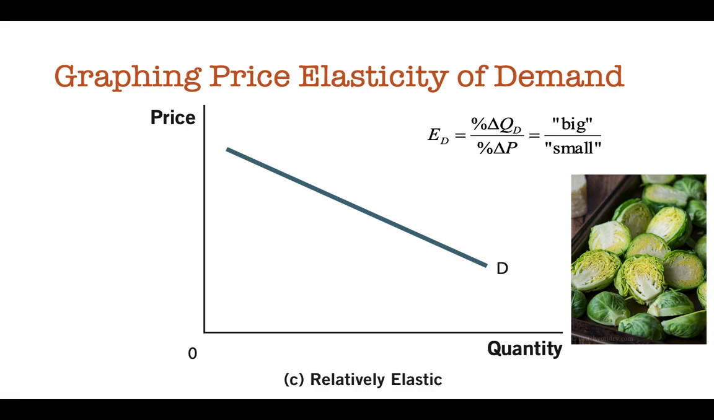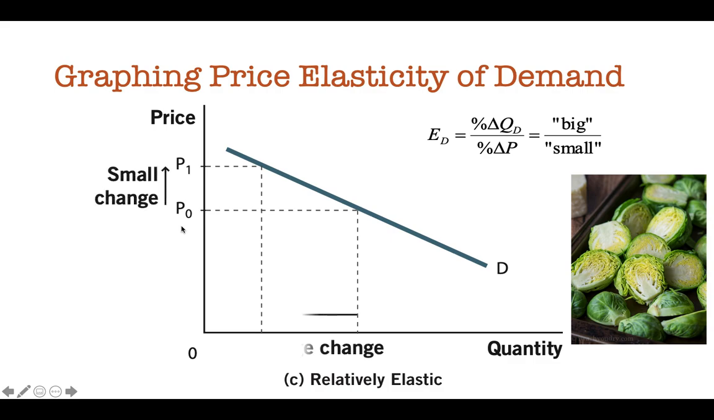Now, if demand gets more elastic, our example was Brussels sprouts, that means I can change the price just a little bit, right? A little small change here. And I get a big change in terms of quantity demanded. So I get a big number over a small number.